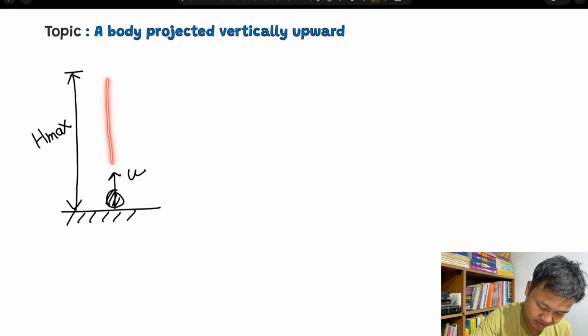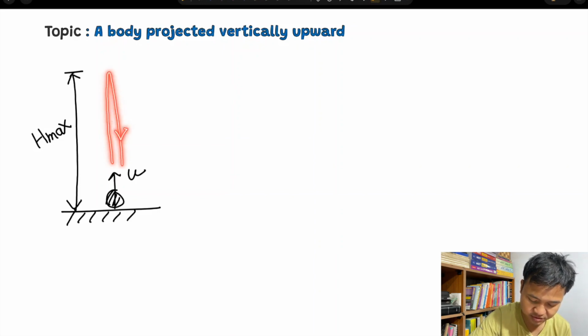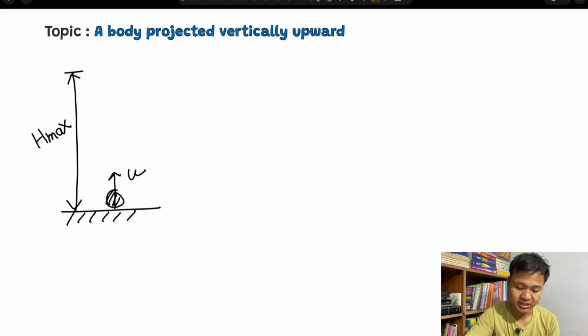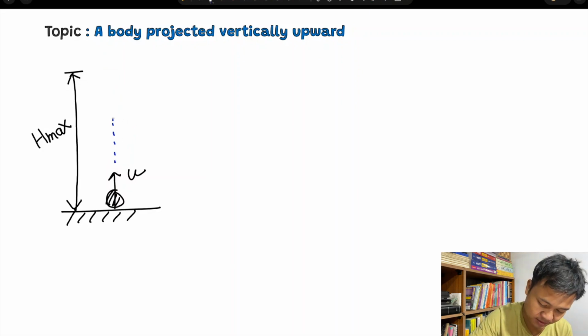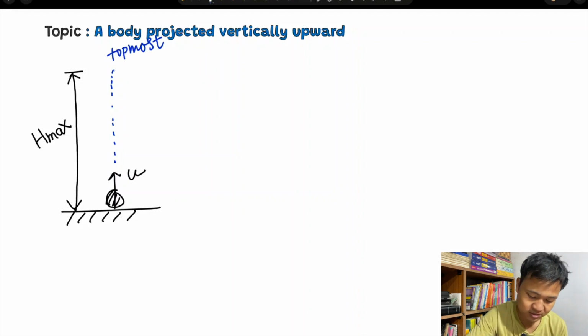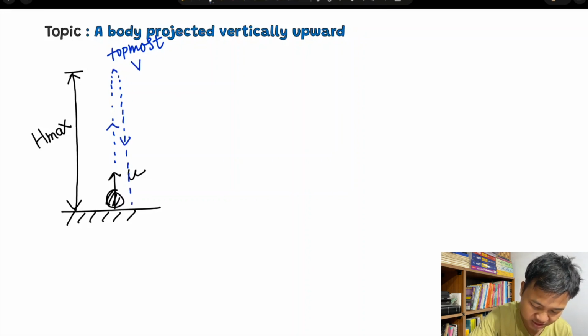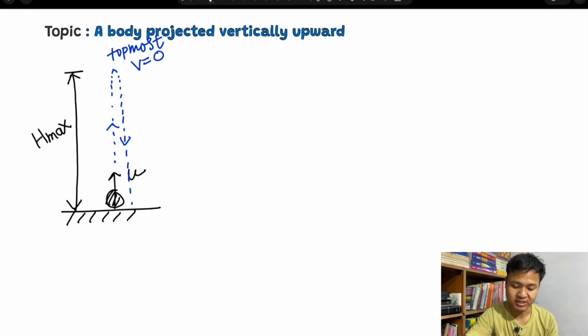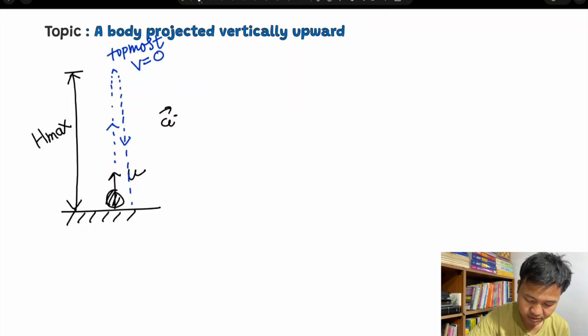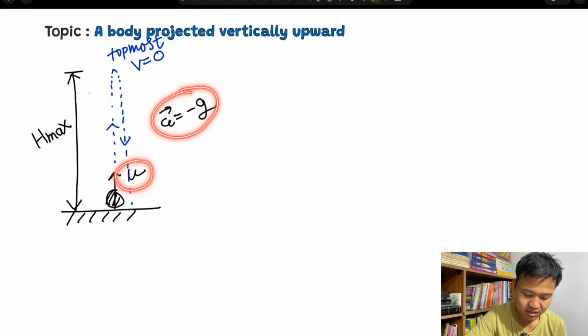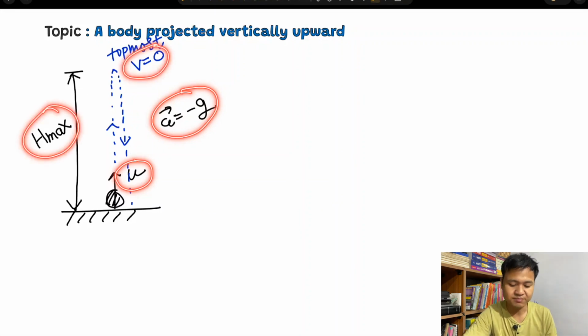It will fly up and then come to rest, and then it will fall down again. That is how the motion will take place. At the topmost point, the body will come to rest and then fall back again. At the topmost point the velocity is 0, because it comes to rest. Now how do you find h max? Here I know that a is always downwards, minus g. So I have acceleration, I have initial velocity, I have v, and you're asked to find h max.